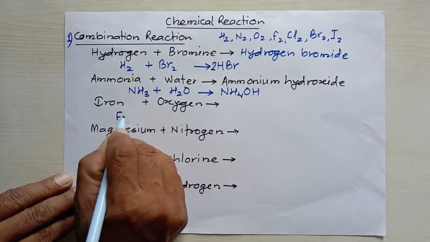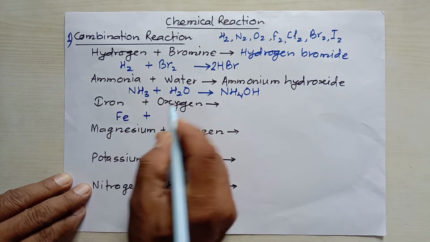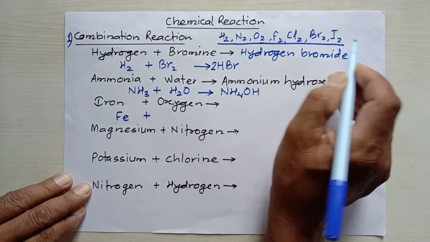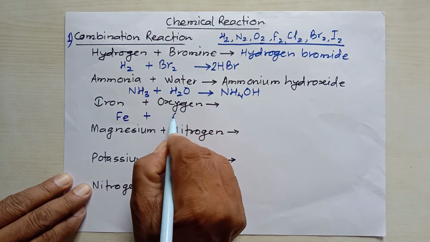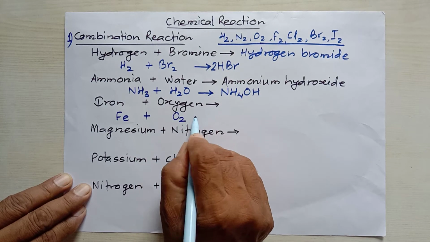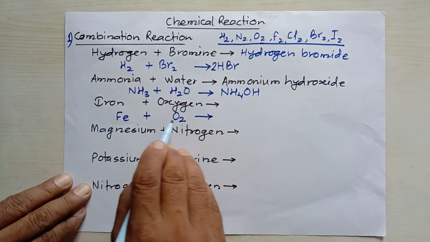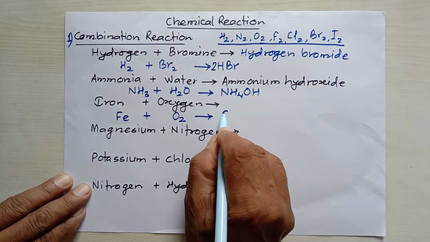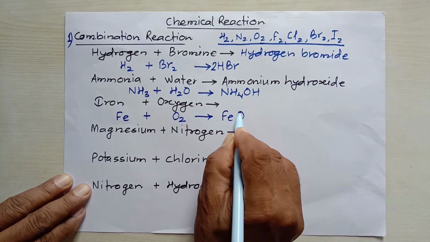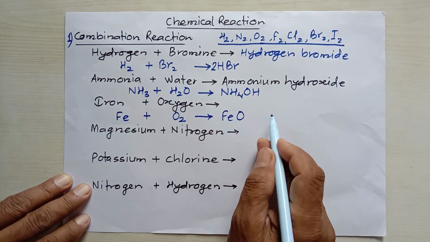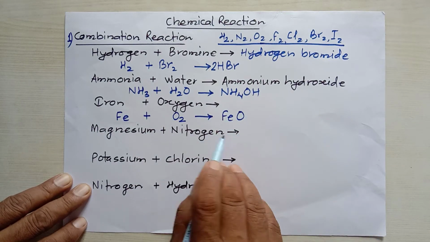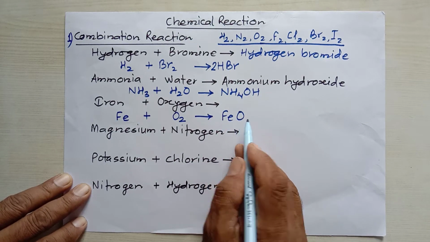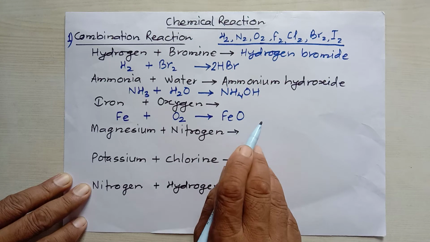Iron, its symbol is Fe. It's not diatomic, only those are diatomic, although we are not writing 2 when we write their symbol. Oxygen is diatomic, O2, that's why. Now when iron combines with oxygen, it's not told whether it is iron oxide, ferrous oxide, or ferric oxide. Let's say ferric oxide. Ic means the maximum valency of iron.